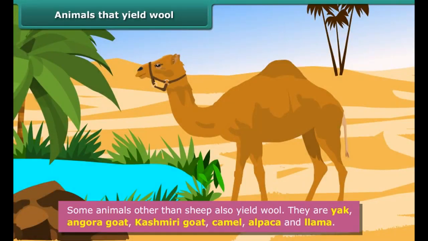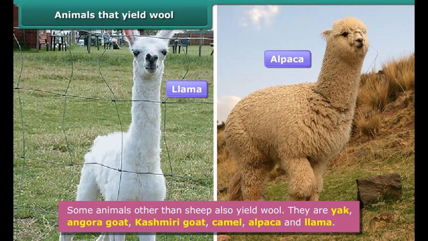Camel. The fur on the body of a camel is also used as wool. Llama and alpaca. They are found in South America and they yield wool.